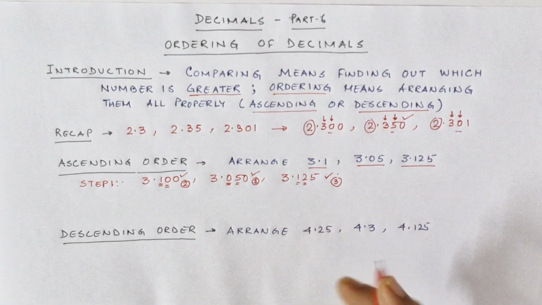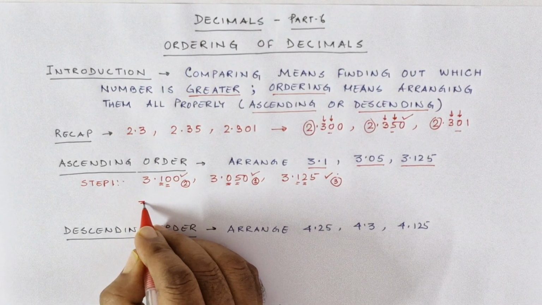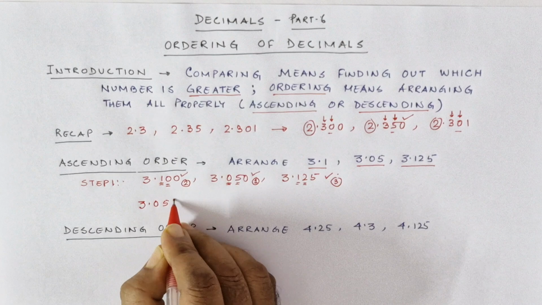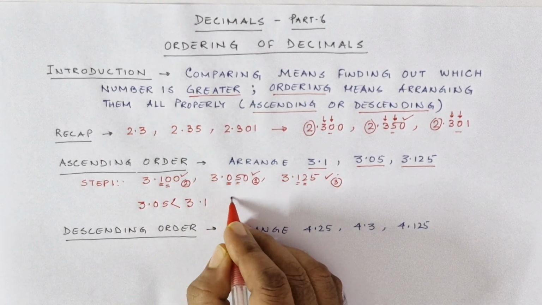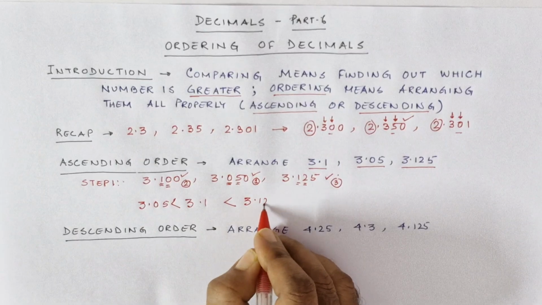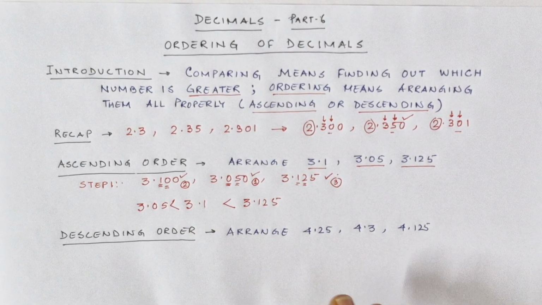Let's arrange them in this way. 3.05 is less than 3.1 is less than 3.125. Got it? Understood? If you have any issues, let me know.